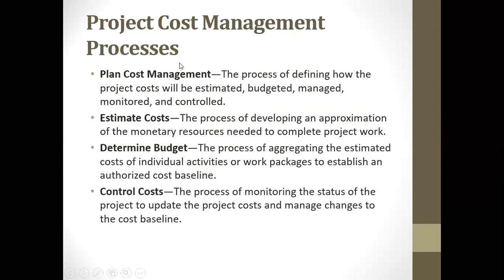Now, what are the processes in project cost management? We have the plan cost management, which deals with defining how the project cost will be estimated, budgeted, managed, monitored, and controlled. Then we have the estimate costs, which deals with the process of developing an approximation of the monetary resources needed to complete project work. Then we have the determine budget, which is the process of aggregating the estimated cost of individual activities or work packages to establish and authorize the cost baseline. Then we have the control cost, which is the process of monitoring the status of the project to update the project cost and manage changes to the cost baseline.